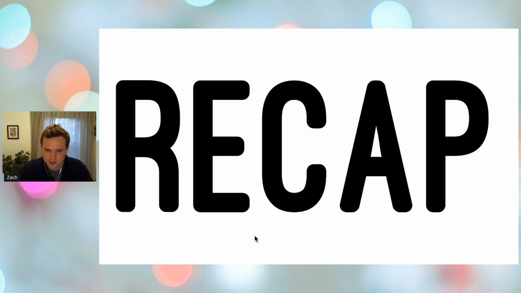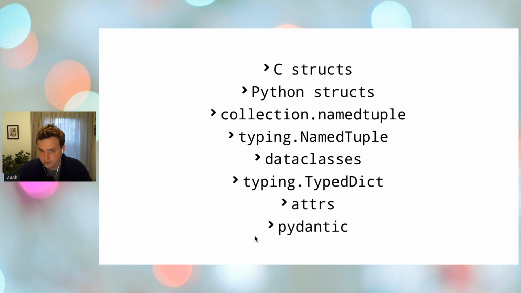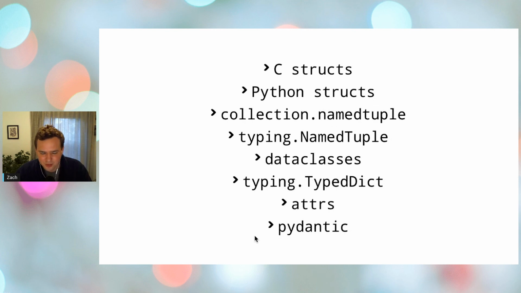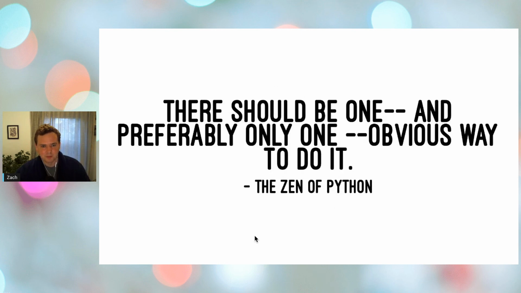So a brief recap of what we talked about here. We talked about C structs. We talked about Python's struct module and how it can talk to C structs. We talked about the collections.namedtuple and the typing.NamedTuple. We talked about data classes, typing.TypedDict, the attrs library, and Pydantic. And looking at that list, it should recall from the Zen of Python, there should be one and preferably only one obvious way to do it. I don't think that's the case for structural record types in Python, but each of them has its own strengths and weaknesses. And I hope that I was able to give you some background of how we got where we are today and what might be applicable for your use cases.